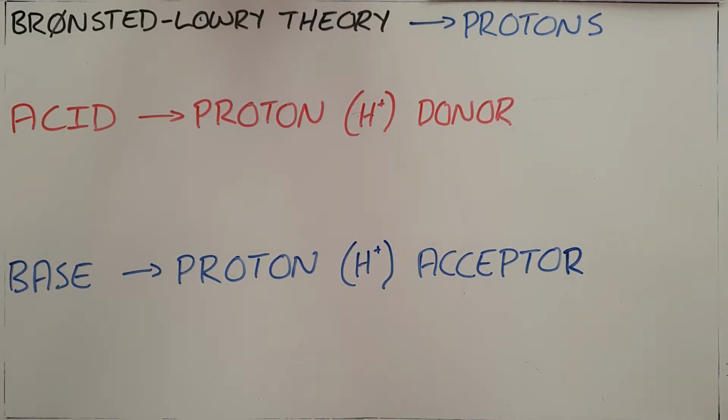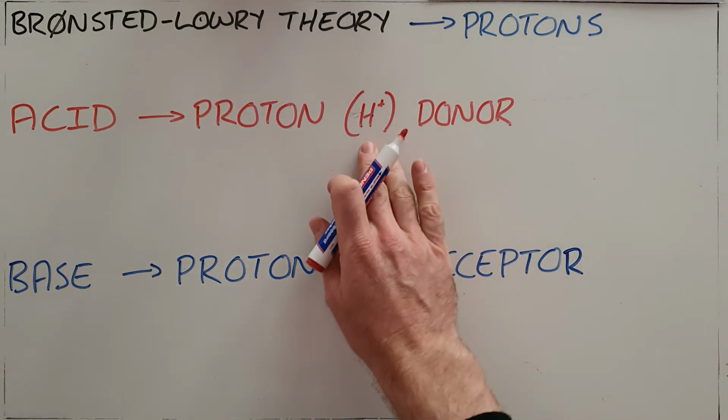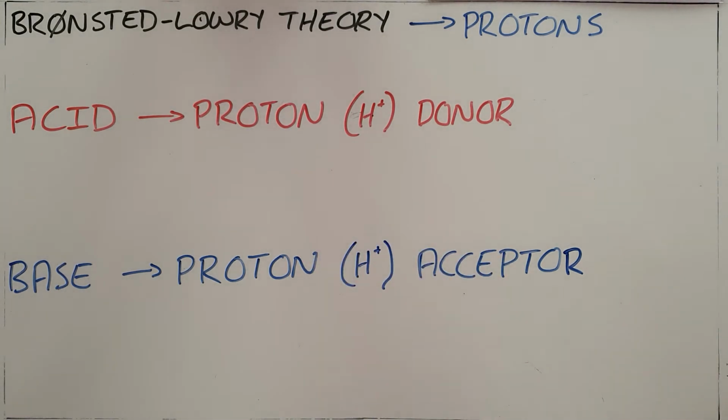The Bronsted-Lowry theory of acids and bases relates specifically to the transfer of protons. The main advantage that this theory has over the Arrhenius theory is that the reactions do not necessarily have to happen in the presence of water. By the Bronsted-Lowry theory, an acid is a proton donor. When we speak about a proton here, we are speaking about a hydrogen ion.